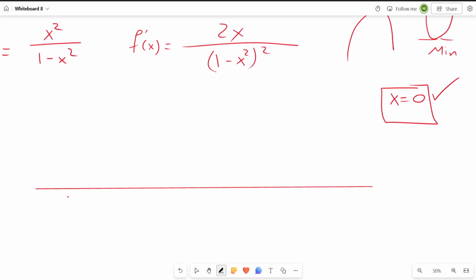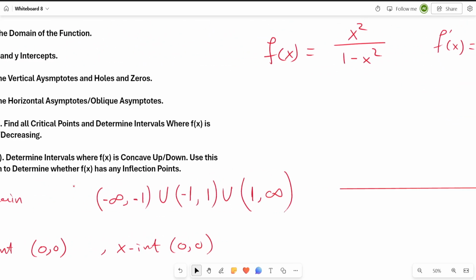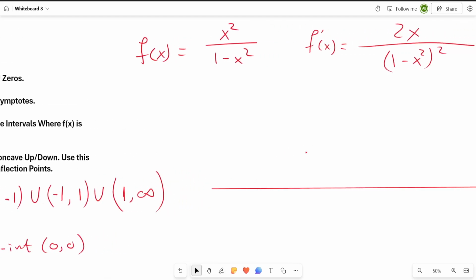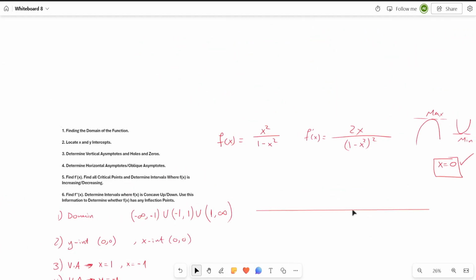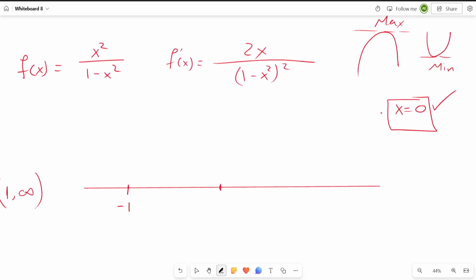Let's put in all the critical points for this function. We said that our domain is not including -1 and 1. So we have a point over here which is -1. We have our critical point which we calculated was x equals 0. And we have another point that is also interesting, which is point number 1. And I'm going to test the sign of f dash of x in every single interval of those.